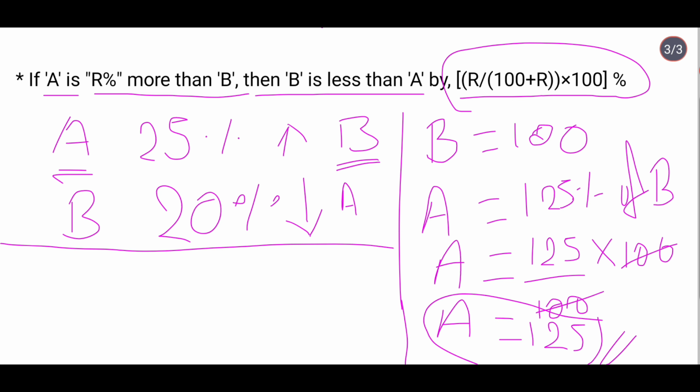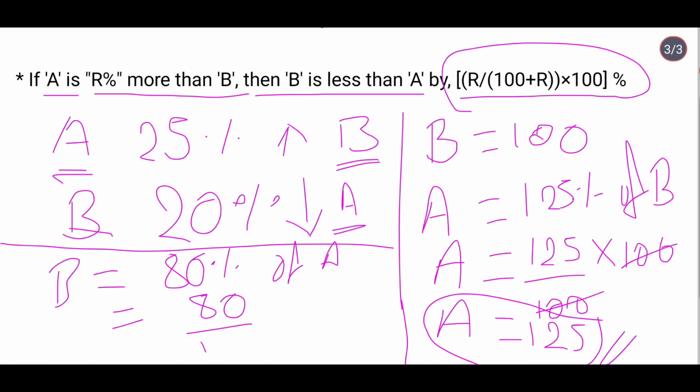Similarly, B is 20% less than A. Suppose A value is 125. Now we can calculate B. B is 20% less than A. That means B is 80% of A. 20% less means 100 minus 20, that is 80. So B is 80% of A.